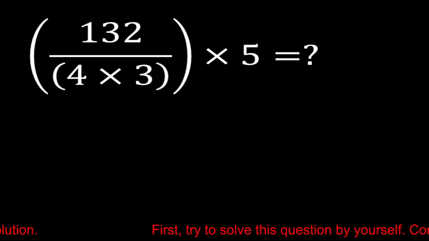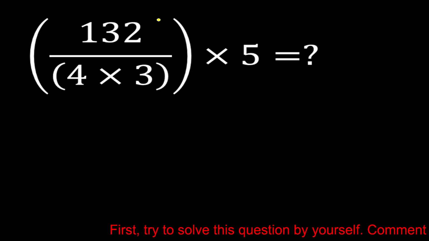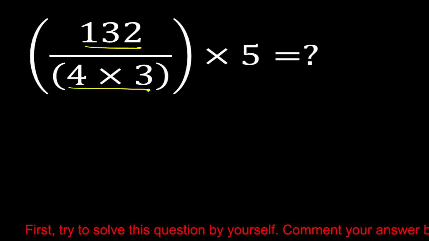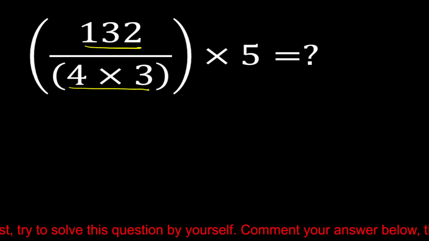So here we have a question: 132 divide by, in the parenthesis, 4 multiply 3, then it's all multiply 5.